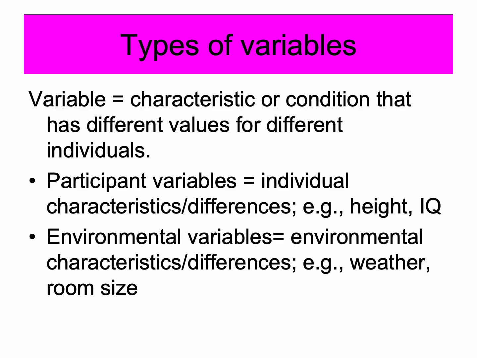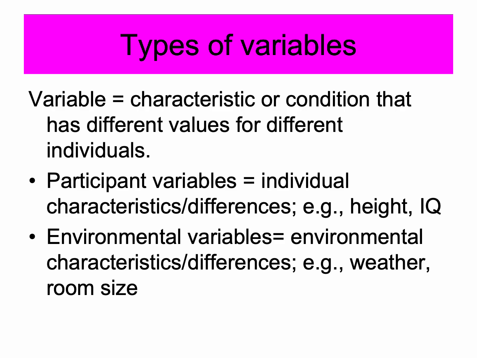Participant variables are individual characteristics like height and IQ that we can't change. We can't really do anything about those variables. They are what they are. They're inherent to the participant. We can't change someone's height. That would be an individual characteristic, or what we call a participant variable.